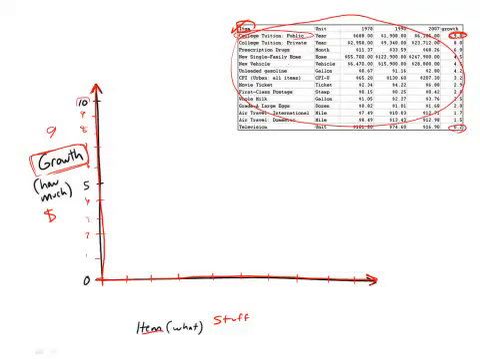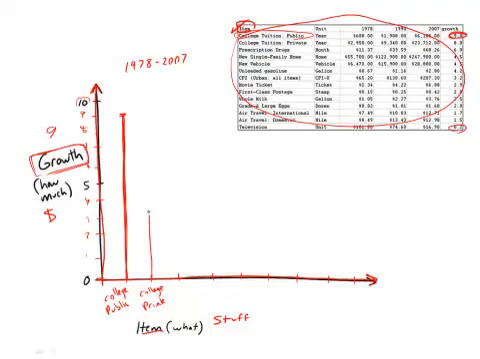So let's put in here college public. And what we're going to find is that college public, over this period of time that we're measuring, from 1978 to 2007, went up 9 times. And we're going to then say college private went up only 8 times.